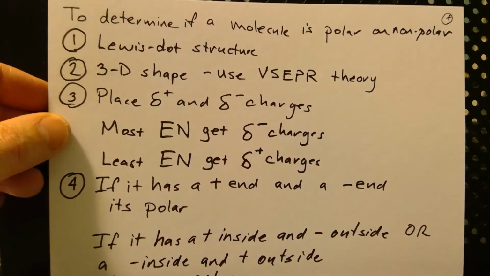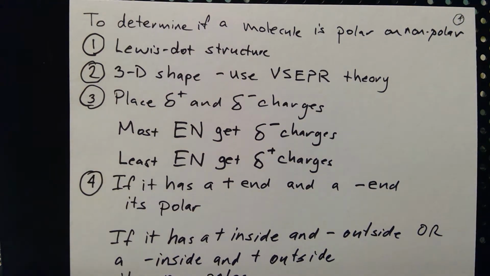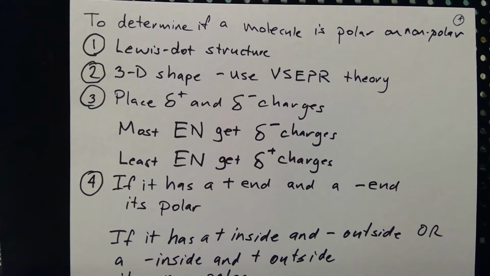So here are the steps to determine if a molecule is polar or nonpolar. Well, the first is to draw the Lewis-Dot structure. The Lewis-Dot structure is used to come up with the three-dimensional shape using VSEPR theory, what we just did in our lab. After that, you're going to place the partial positive and partial negative charges. The most electronegative atom will get the partial negative charges, and the least electronegative will get the partial positive charges. If it has a positive end and a negative end at this point, well, then we call it polar.